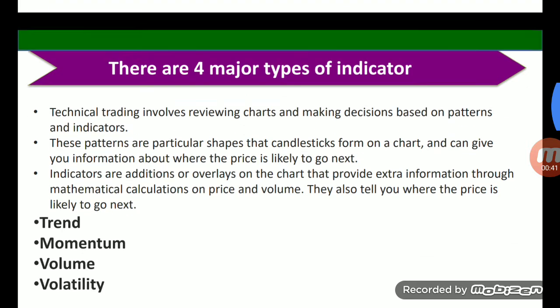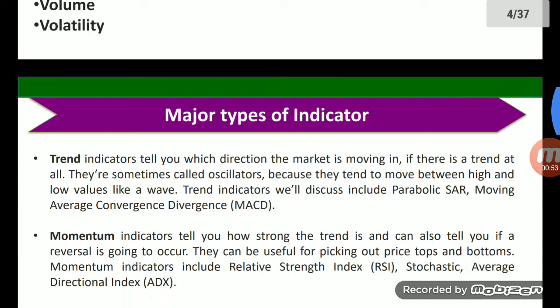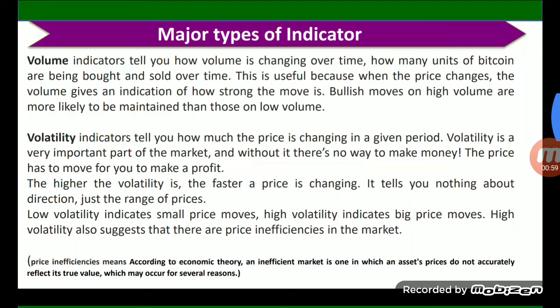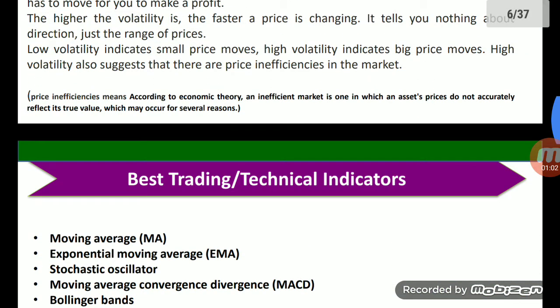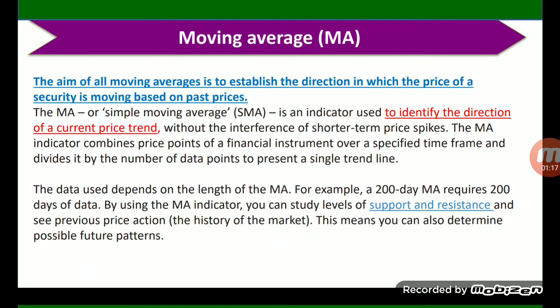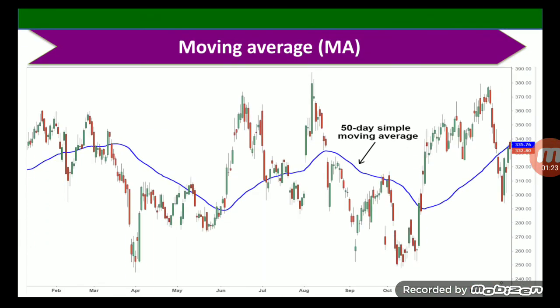And in that, we have seen the four major categories, that is trend indicators, momentum indicators, volume indicators, and volatility indicators. We have discussed also what is trend, what is momentum, volume, and volatility in the previous lecture. You can refer to that lecture. And we have also seen the list of base trading and technical indicators. And out of that, we were discussing the moving averages, and with the help of a graph, we have explained it.